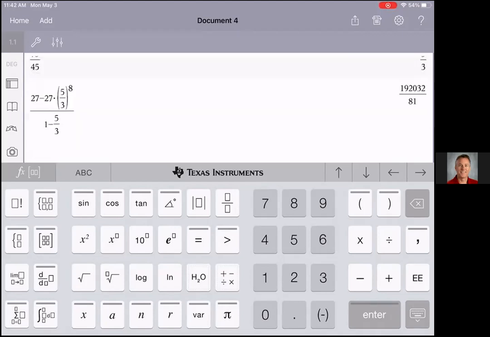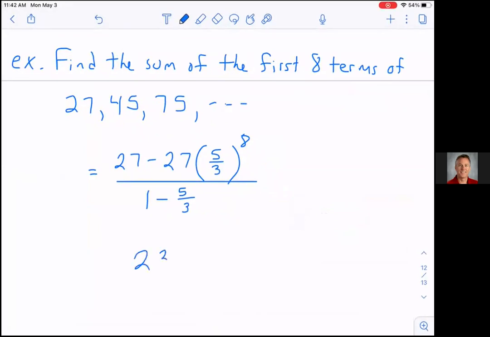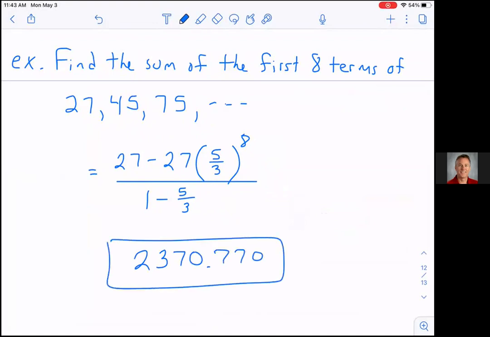All right, so if I hit enter, it's going to give me a fraction, which is correct. But I think when you do it on your homework in Delta Math, and you'll have a problem just like this on your homework, it's going to ask you to round it to the nearest thousandth. So I'm going to click and hold enter, get an approximation, and I get 2,370.77. So actually, if I was rounding to the nearest thousandth, it would be 2,370.770, if I was asked to round that on my homework, which it may.